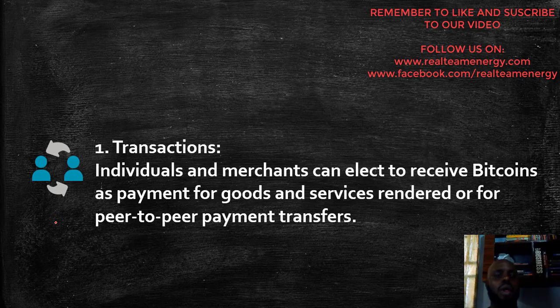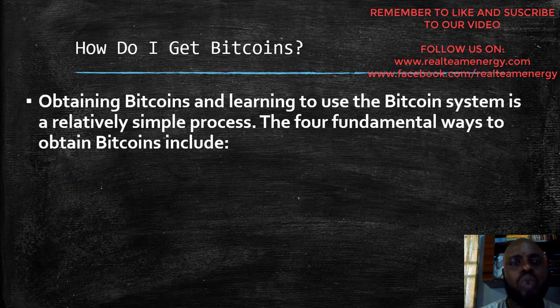So I, another individual, or a merchant can come into an agreement and say, okay, let us use Bitcoin to receive payment for the exchange of our goods or services rendered between us. So that's one. That is how I get Bitcoin.